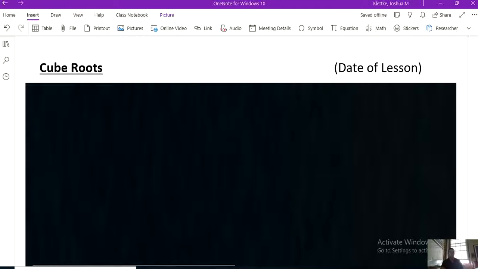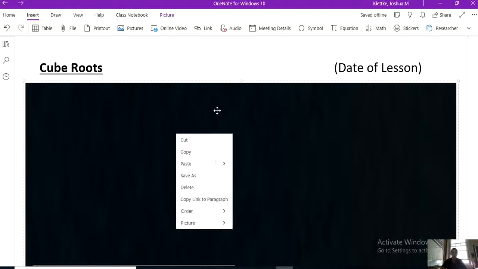Guys, we're talking about cube roots today. So we learned about square roots, which was finding what number times itself equals the evaluated formula found. Cube roots are not going to be too different, but there's a little tweak to them.